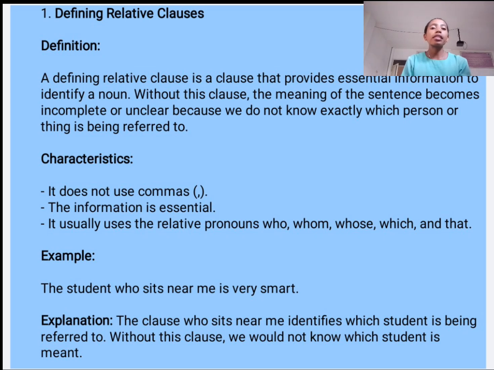Explanation: the clause "who sits near me" identifies which student is being referred to. Without the clause, we would not know which student is meant.